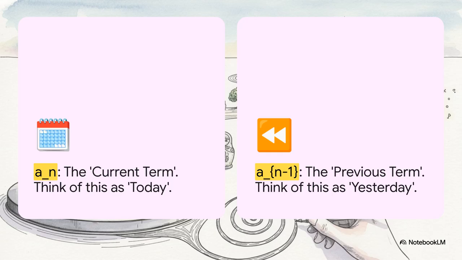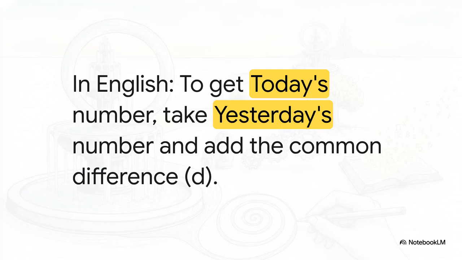Then you have a sub n minus 1. That's simply the term that came right before it. The easiest way to remember this? Just call it yesterday. That's it. The formula uses yesterday's value to find today's value. So when you put it all together, the formula recipe reads just like this. In English, it's saying, to get today's number, take yesterday's number and add d. And what's d? Well, that's just the common difference. That's the number you're adding or subtracting over and over again to get from one step to the next.